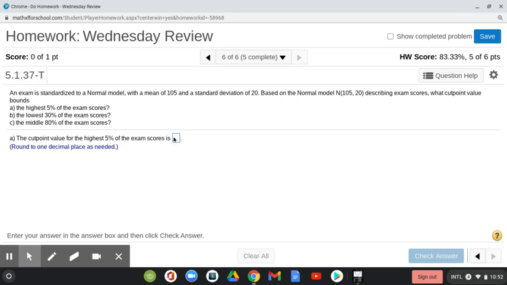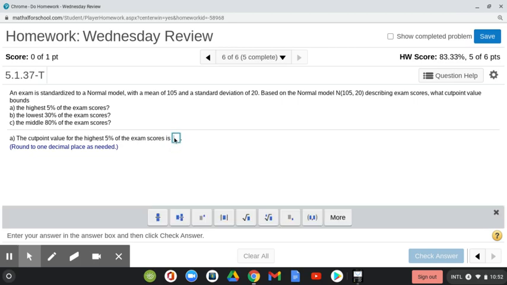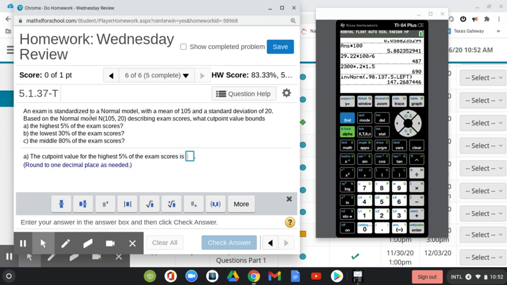Okay, number 6, the last one. We're going to use our calculator with this one again. And there's a couple of different ways to do the first one. I prefer to do the leftmost with 95%, because the highest 5% means you scored higher than 95% of everybody else. And I think percentiles go from left to right, from 0 to 100. So I'm always looking at it from the left side.